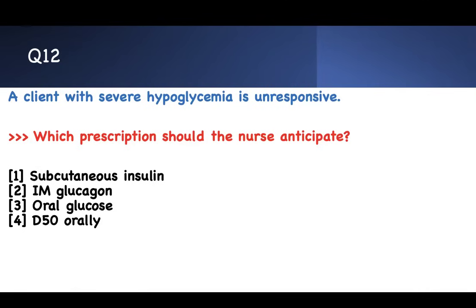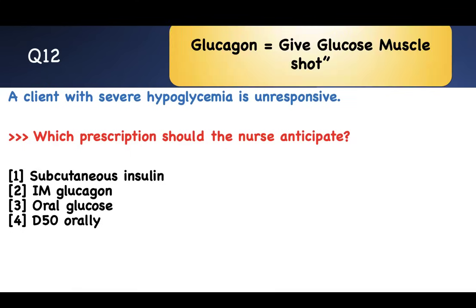Insulin is going to drop the sugar more. Therefore, IM. So either you give them IM something or IV something. And I don't see IV, I see IM. IM glucagon, which is going to increase your glucose. And this is the mnemonic: give glucose muscle a shot. Glucagon will give glucose muscle a shot. And so that's the key.